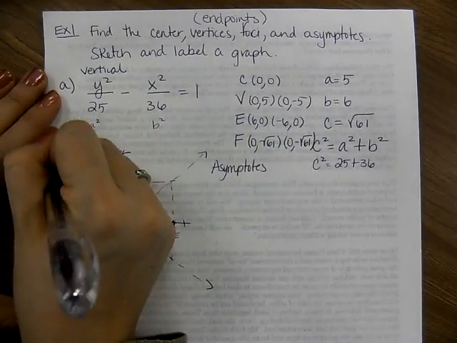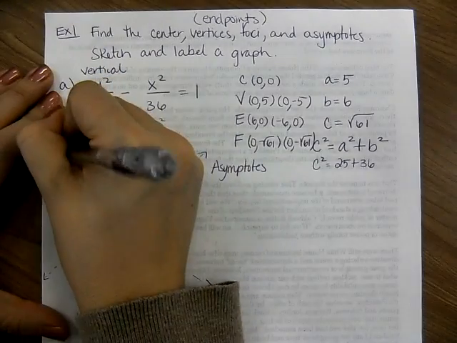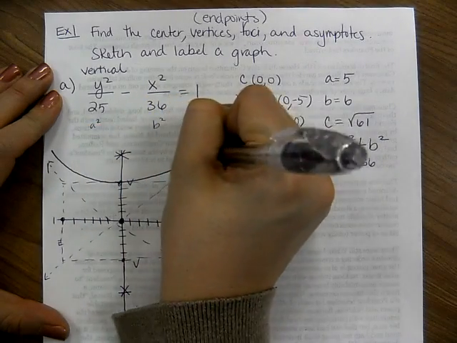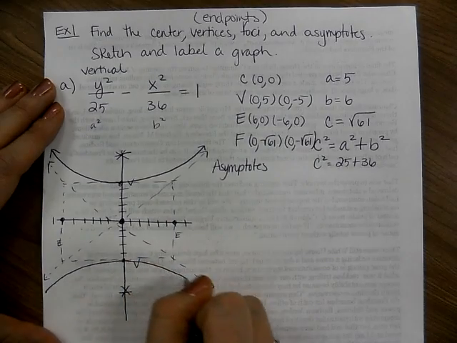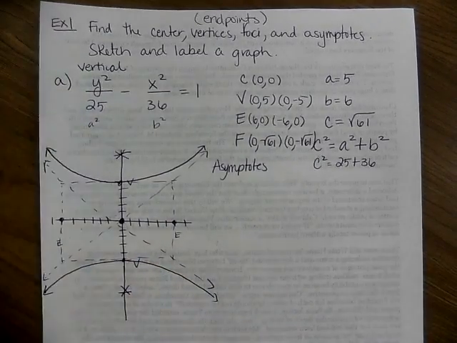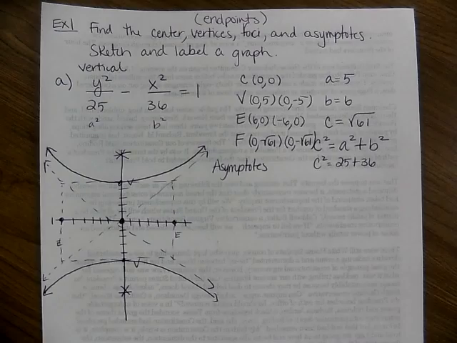And now at this point we are ready to draw the hyperbola itself. Remember, you want to approach the asymptotes and go through a vertex. These should be curves, not sharp points. Okay, so there's our sketch.